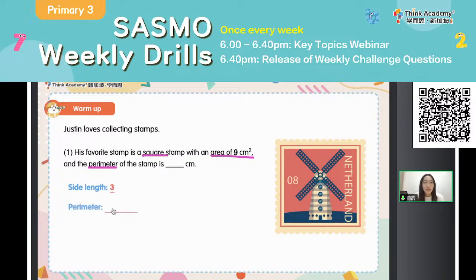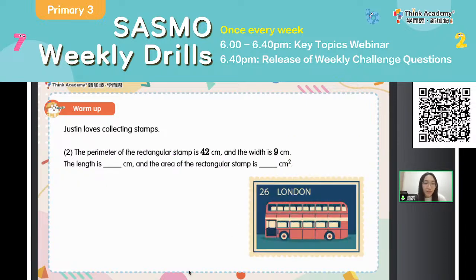And then following this, super easy for perimeter. That is 4 times 3, which is 12. Because every side should be 3 centimeter, 3 centimeter, 3 centimeter, right? Okay, the first one is 12. Good job.